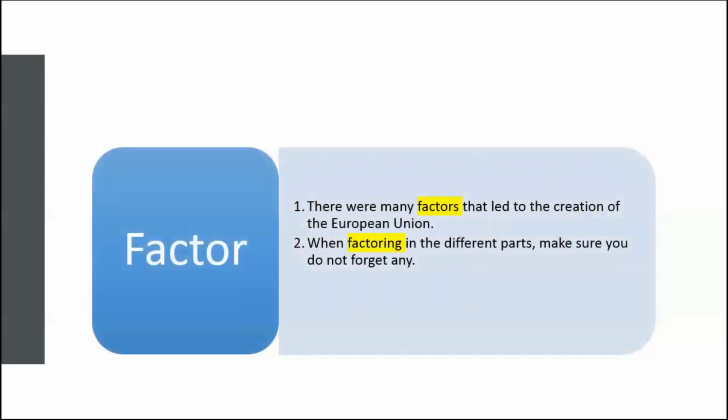Factor. There are many factors that led to the creation of the European Union. When factoring in the different parts, make sure you do not forget any. Okay.